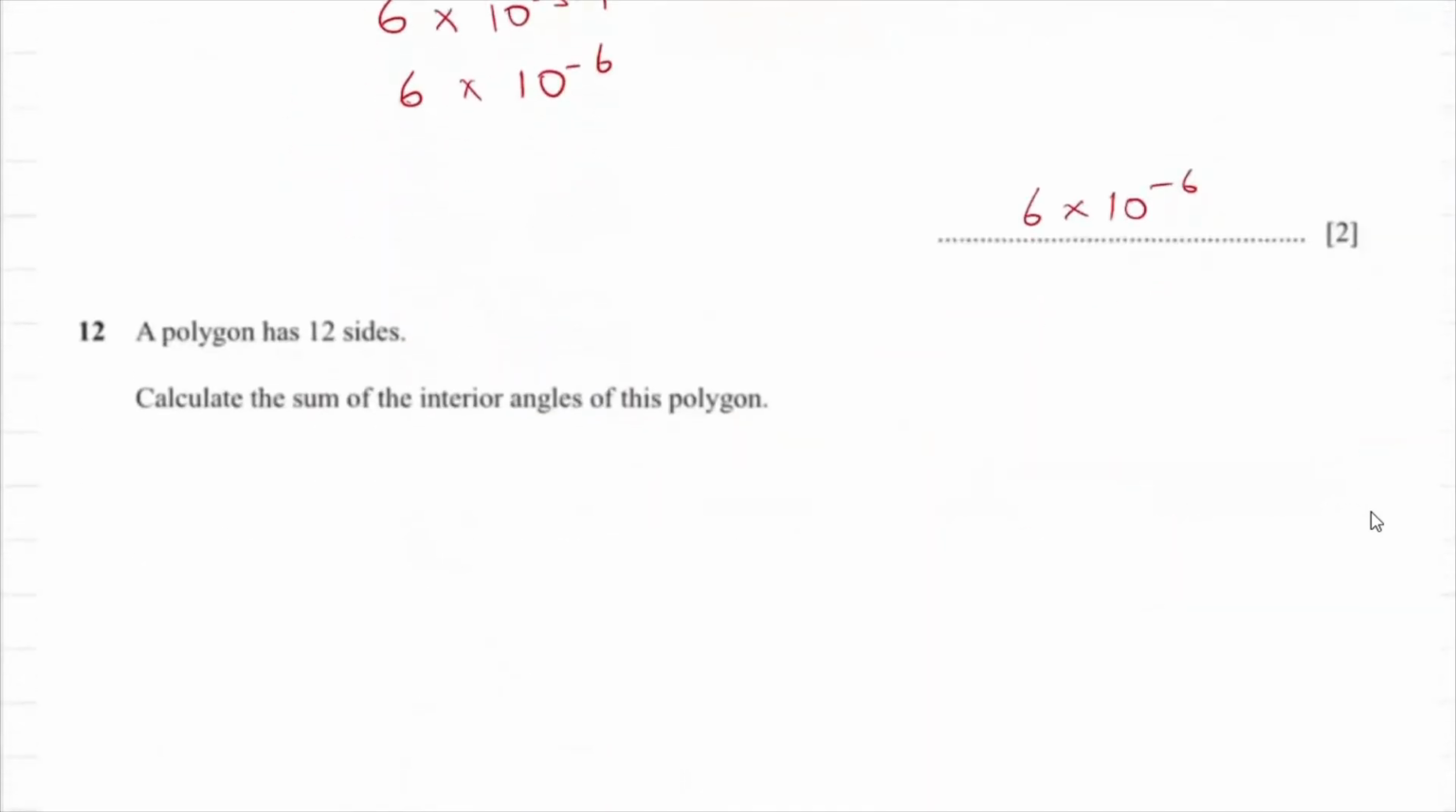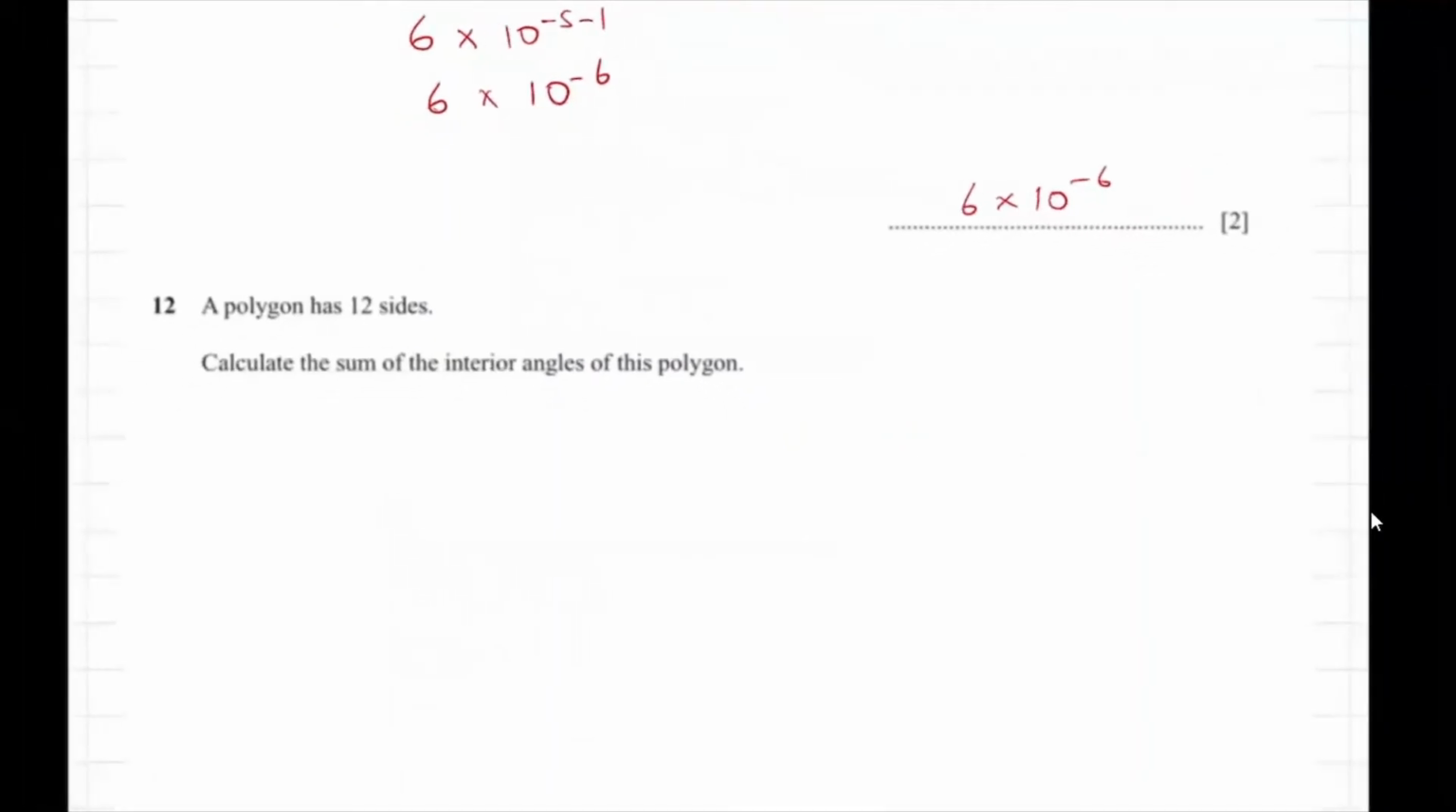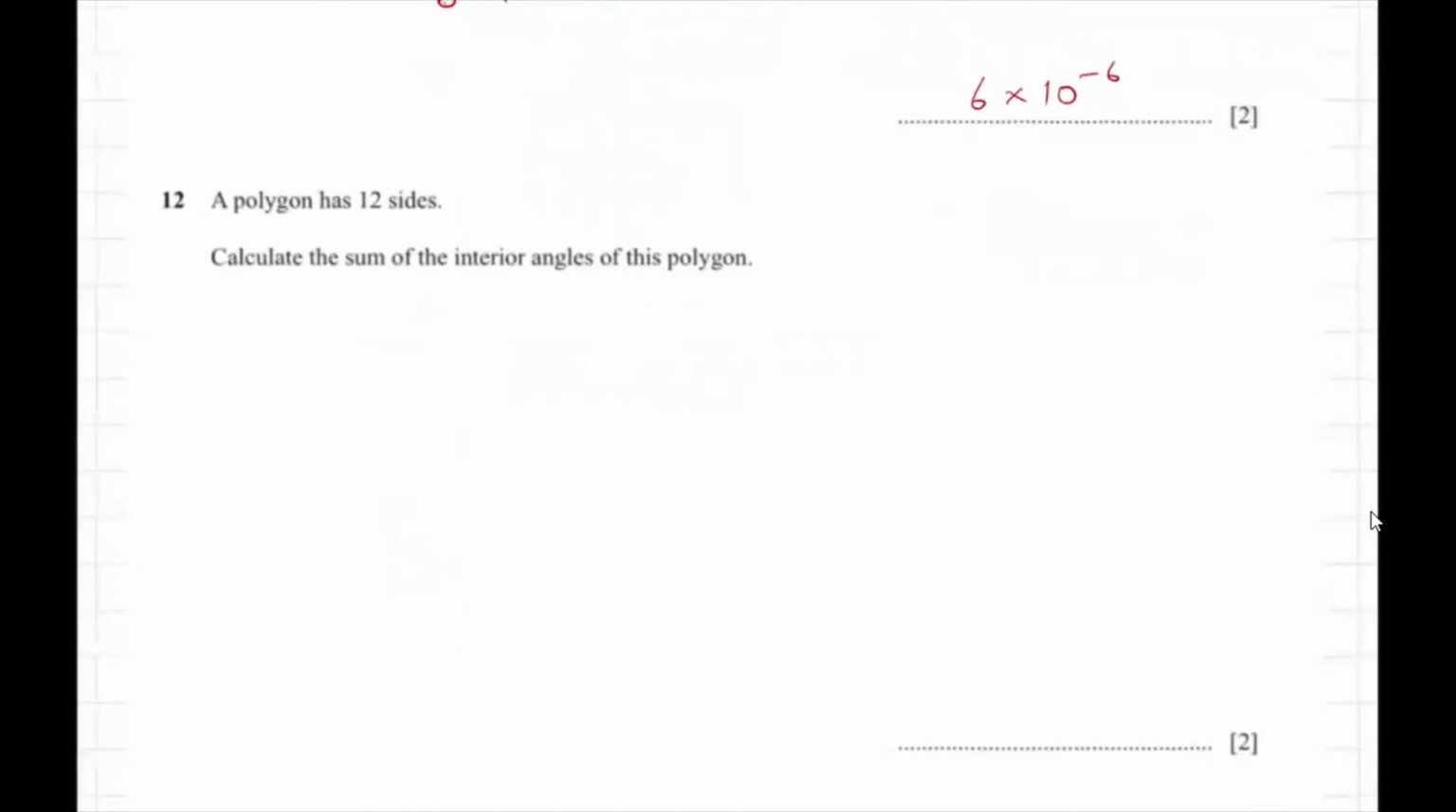Okay, a polygon has 6 sides. Calculate the sum of interior angles of this polygon. This is such an easy question, which is for 2 marks. So the formula is n minus 2, which is 12 minus 2 times 180 degrees. 10 times 180 is 1800 degrees. So there you go. This one was very easy.